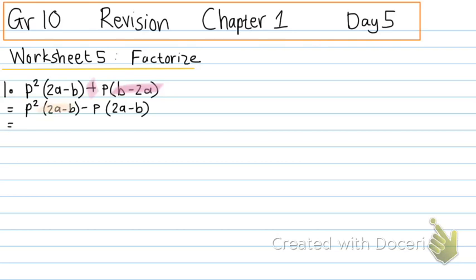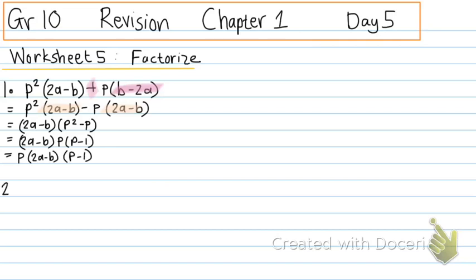Now I take that bracket out as a common factor. So it's 2a minus b, and then what's left is p squared minus p. In that second bracket, I can take out a p again. So it's going to be 2a minus b, then I take out a p, and I'm left with p minus 1. Just to make it look a little bit neater, I put the p in front. So it's going to be 2a minus b, and then p minus 1.